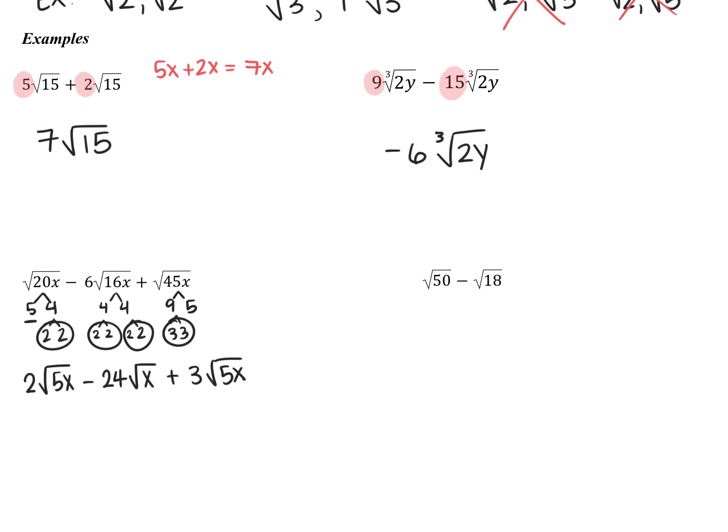So I only have 2 like radicals here. I have my 2 square root 5x and my 3 square root 5x. Those are like radicals, so those I can combine. 2 square root 5x plus 3 square root 5x gives me 5 square root 5x. But I still have my minus 24 square root x. It just didn't combine with anything.